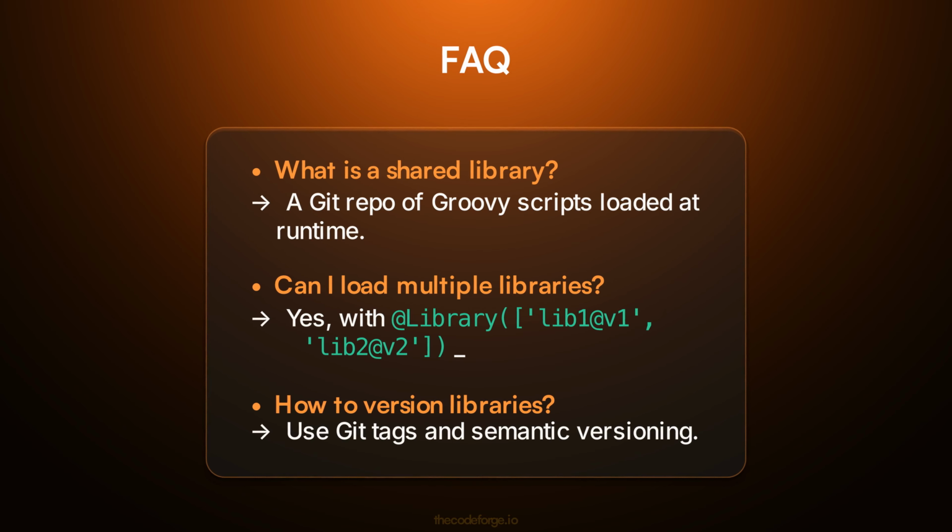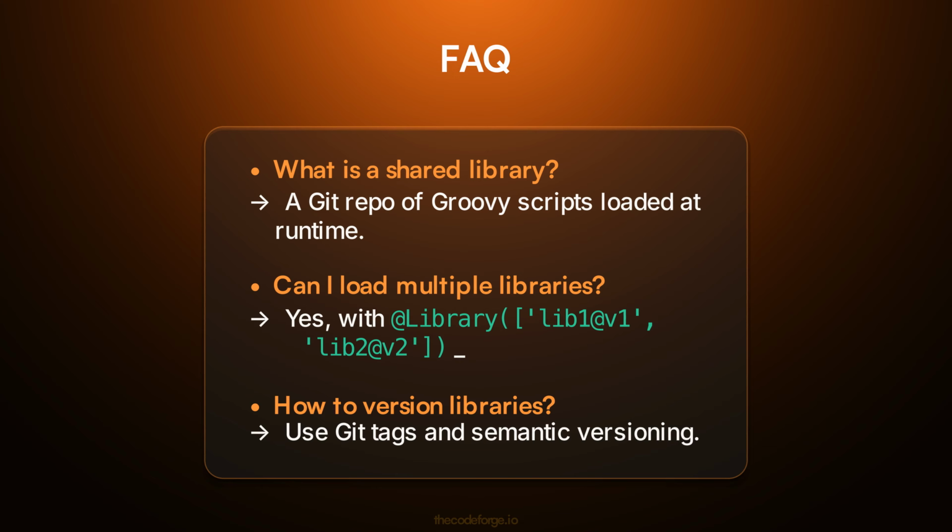And a few frequently asked questions. What is a shared library? A Git repo of Groovy scripts loaded at runtime. Can I load multiple libraries? Yes, with @Library(['lib1@v1', 'lib2@v2']). How to version libraries? Use Git tags and semantic versioning.